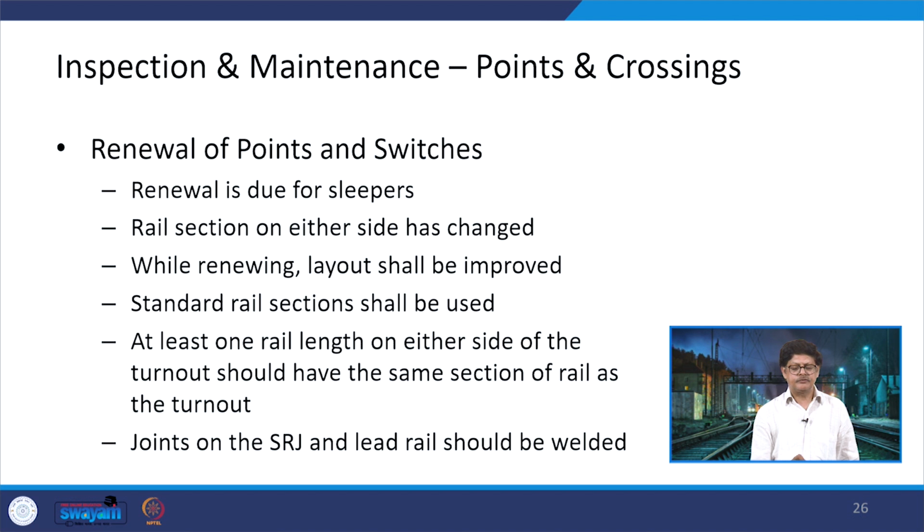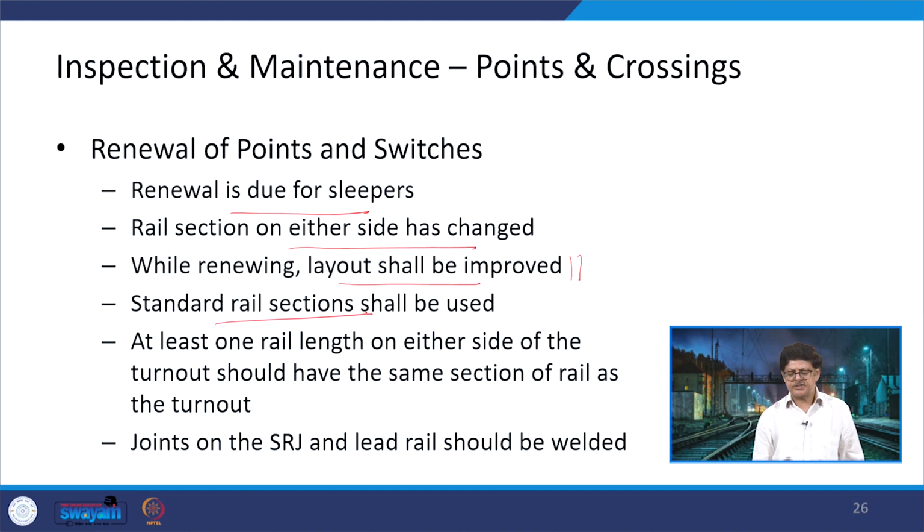Then if the renewal of the sleepers is due, then also the renewal of the points and switches can be taken up, or if the rail section has to be changed, then obviously this will come up. While renewing, the layout shall be improved. So, if there is any issue with the alignment, that can be looked at this point, because then there is no other opportunity to do that.